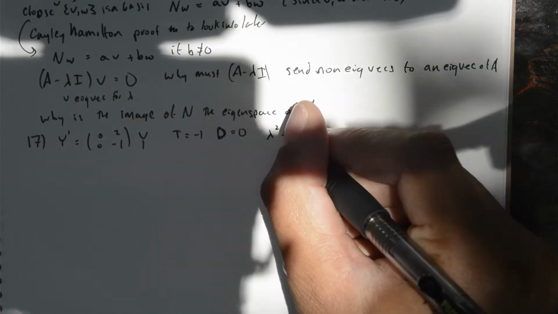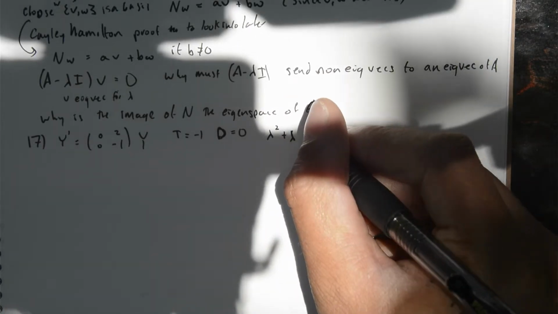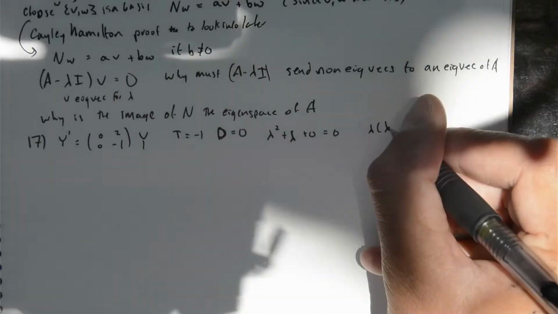But our characteristic equation is going to be lambda squared plus 1 plus lambda plus 0 is equal to 0. So we're going to get lambda times lambda plus 1. So then our eigenvalues are lambda 1 equals 0 and lambda 2 equals minus 1. Right, so this is part A.